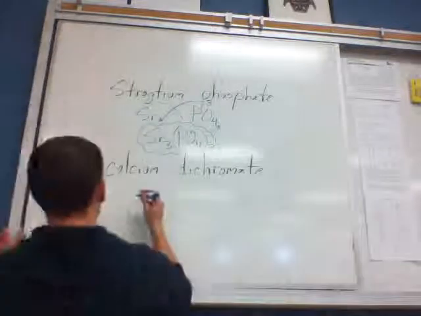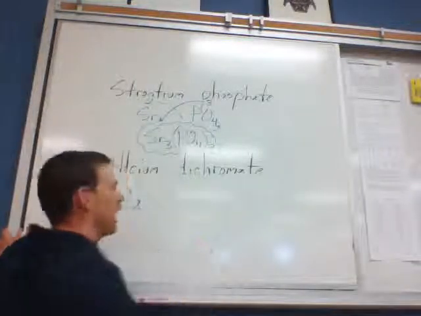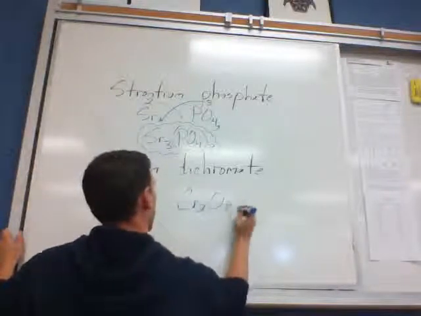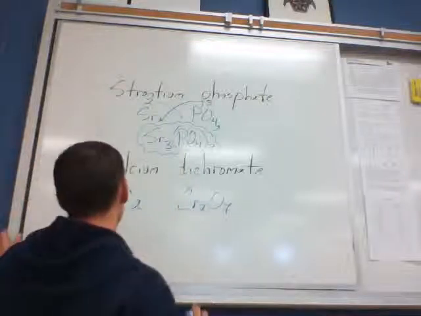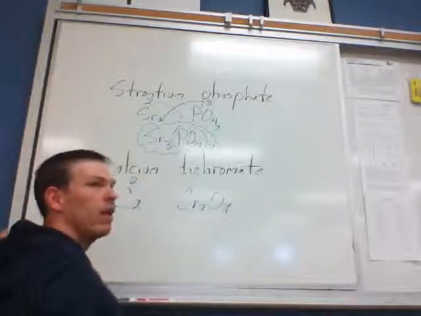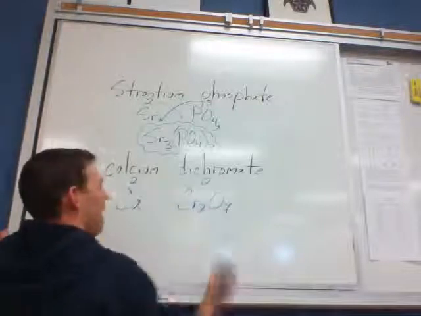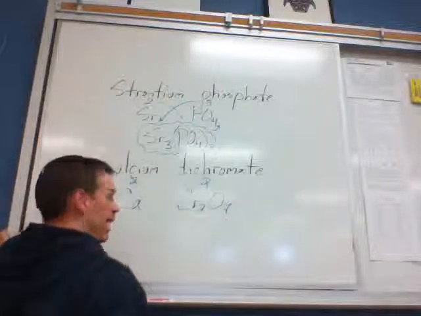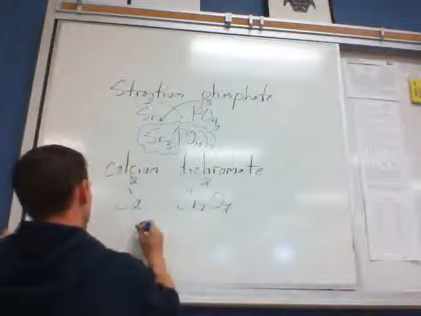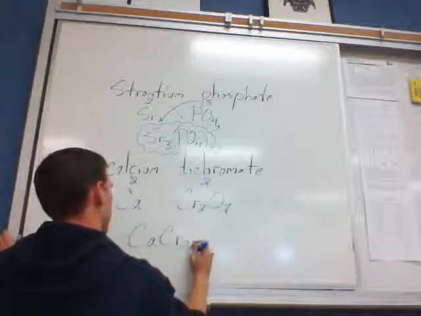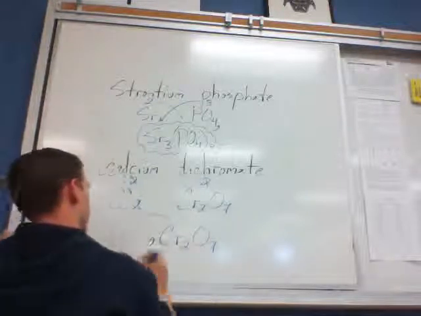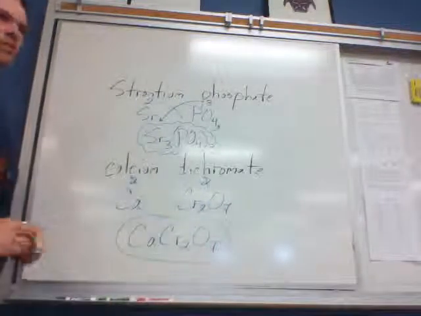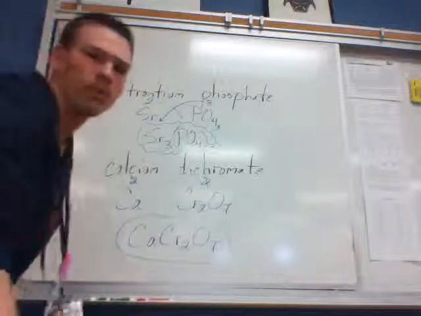Calcium is Ca. Dichromate's kind of funky. Cr2O7. Calcium's oxidation state is +2. Dichromate's oxidation state is -2. They're the same number, so I will not crisscross anything and just push the formulas together. Anybody get a different answer?